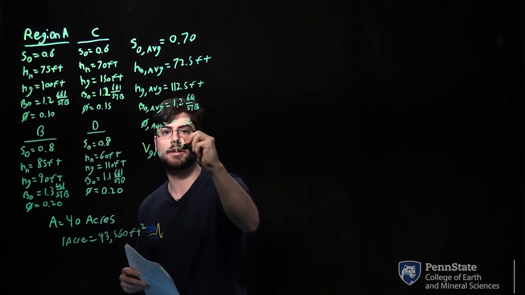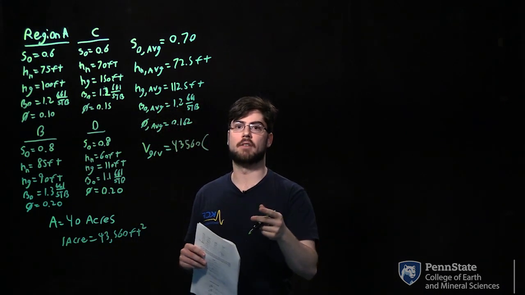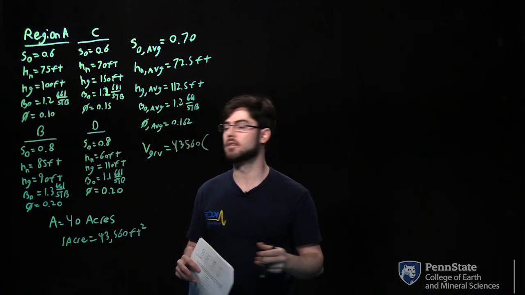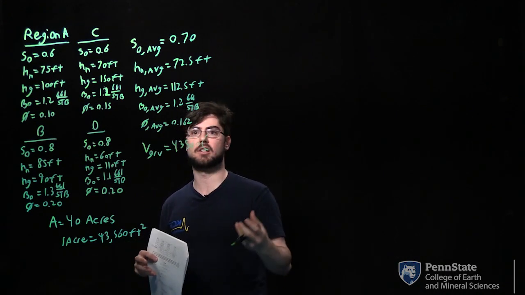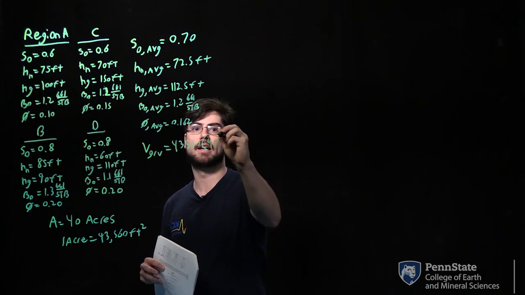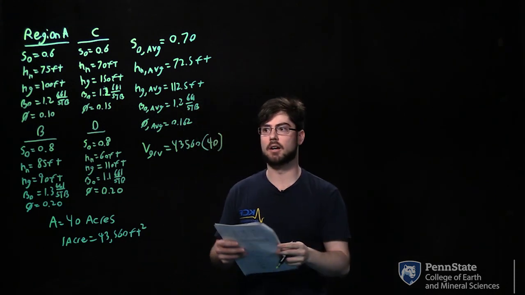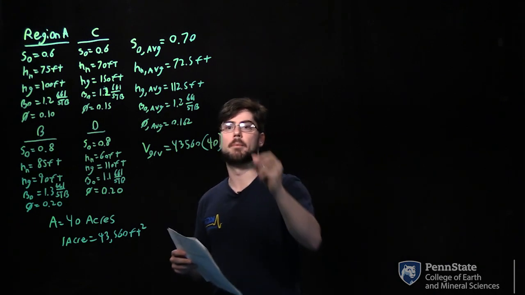So we have 43,560. And then we're multiplying by the area of our reservoir, which is 40 acres. So basically this is for regions A, B, C, and D, it's encompassed within that. And so we multiply that by here because we basically want to get that into feet squared so we can calculate the volume. And then we're going to multiply by our gross pay zone.